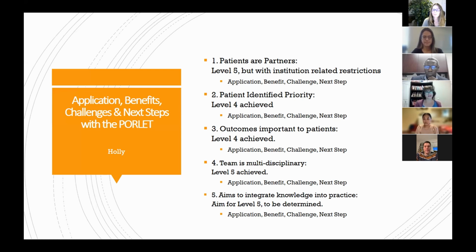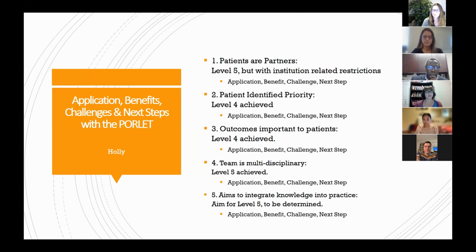When we look at the criteria of whether the team is multidisciplinary, here we really achieve level 5. Our project team is really multidisciplinary, with a lot of diverse stakeholders involved. There are obvious benefits of ensuring a well-rounded approach to the project processes, although it can present some challenges with communication since we're all coming from different disciplines and different perspectives and lived experiences.